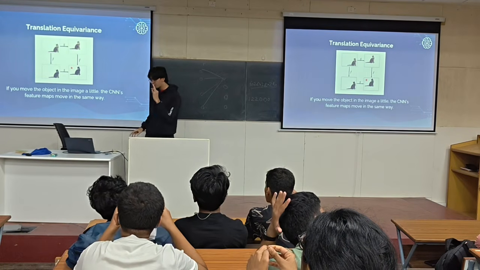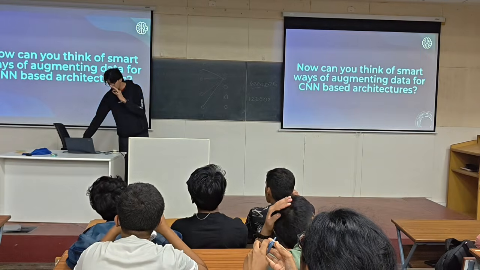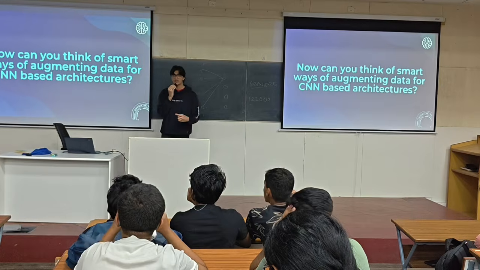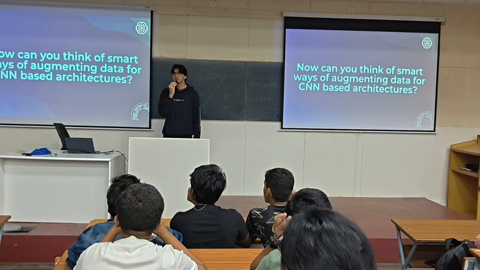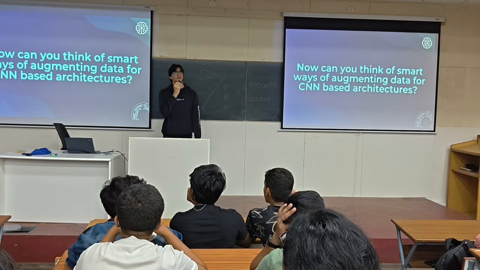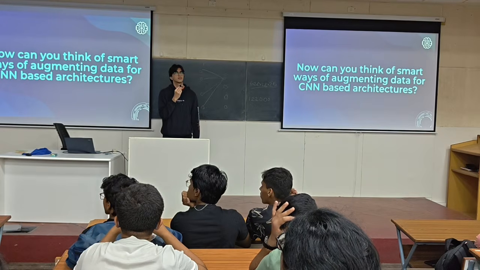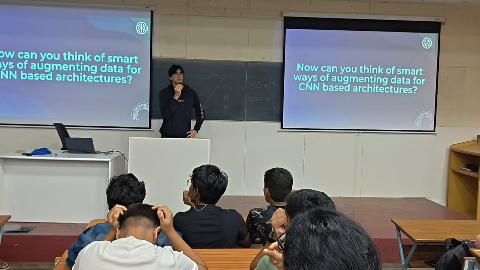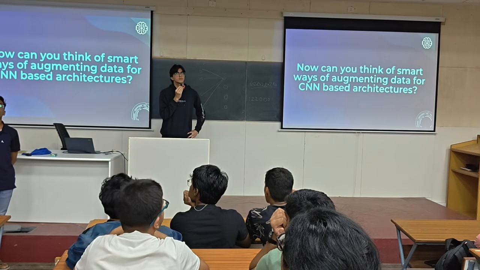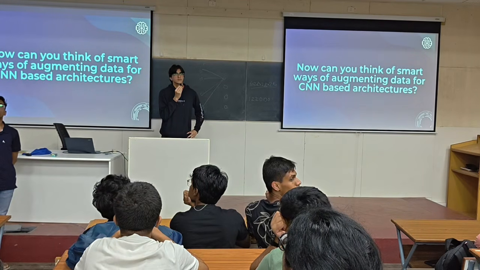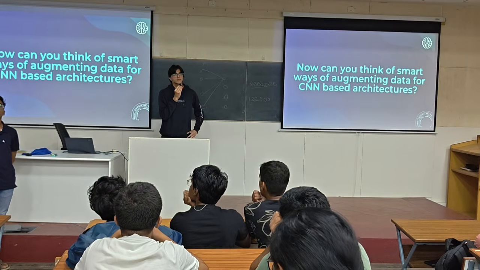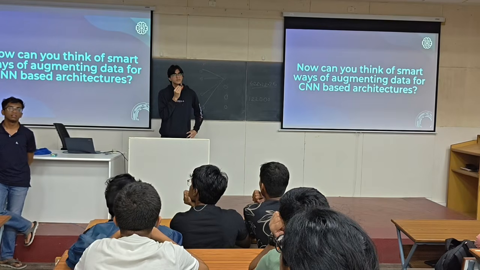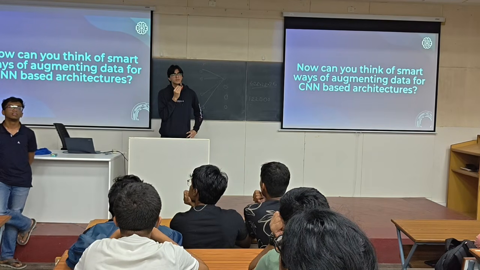Now I've given you 3 properties of CNNs. What do you think a smart way of augmenting image data could be for the CNN architectures that we just saw? Yeah, rotation. Why is that? Suppose you're trying to identify numbers, and the number you're trying to identify is a bit rotated. The neural network won't be able to identify that because it hasn't been trained on that kind of data. And that's why you need rotated images.